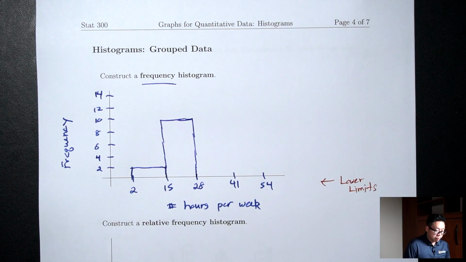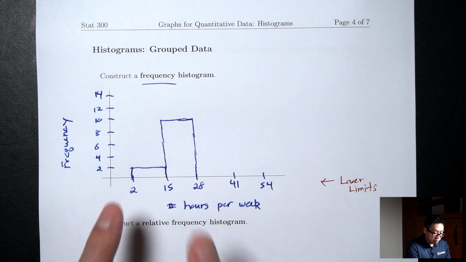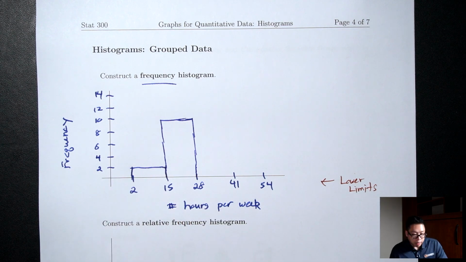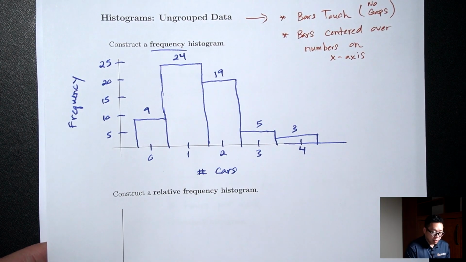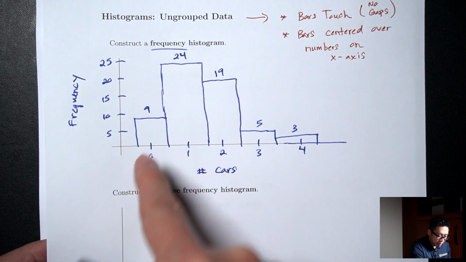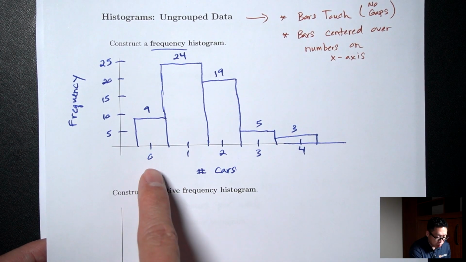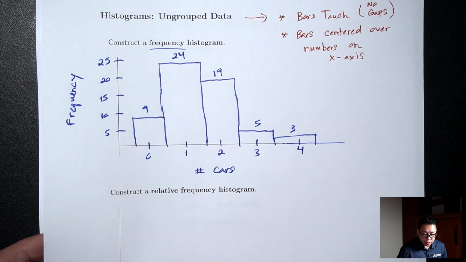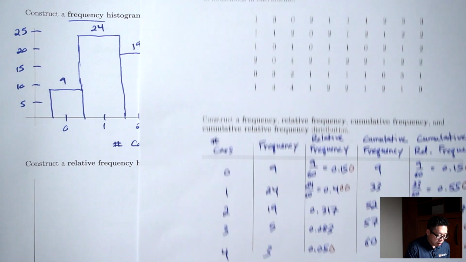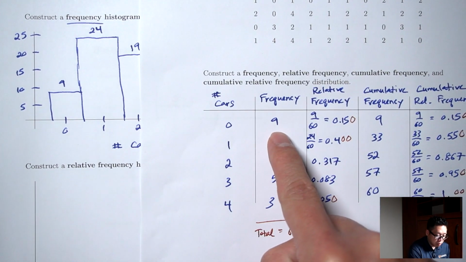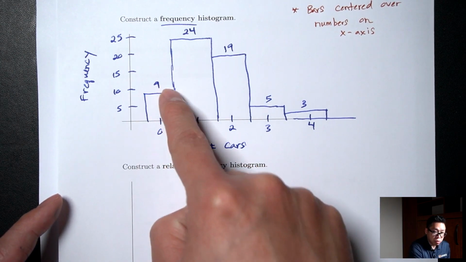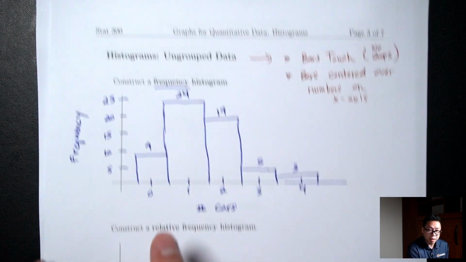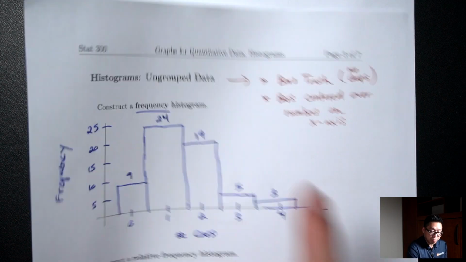Okay, notice the difference. Well, similarity, the bars touch. In the first situation, when we have ungrouped data, the bar is centered above the number, or the numbers are centered on the bars. And that's because in that situation, the frequency 9 represents just a 0. So this bar goes just with the 0. Okay, and that's situation 1, ungrouped data.